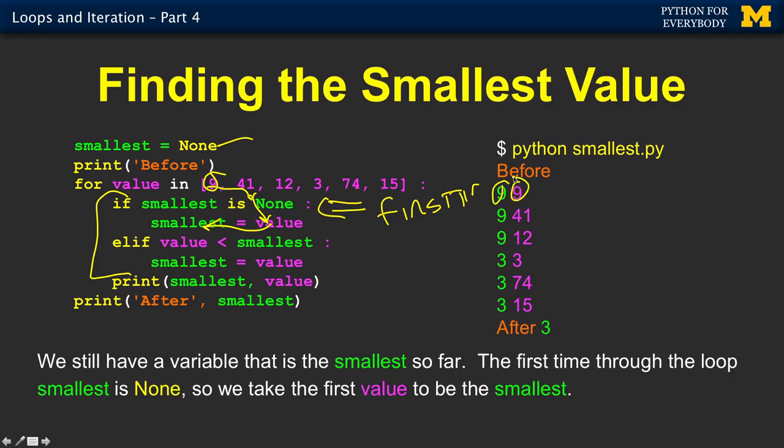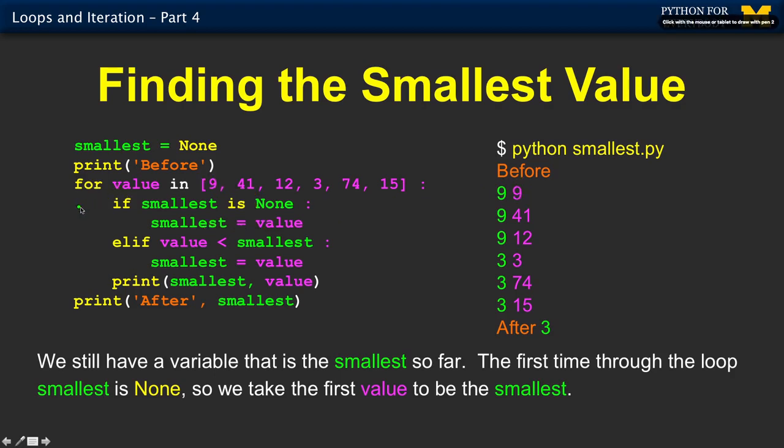We just saw 9. Then we come up. The second time through this loop, this is going to always be false from now on, because smallest is a number, and number is not none. Okay, so we have this flag value that's none just for the first time through the loop. So that's false, so it's going to run here. Elif value is less than the smallest, which is 41. Is 41 less than 9 in this case? And the answer is no, it is not. So it stays 9. Then 12.